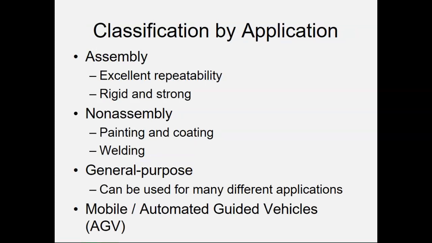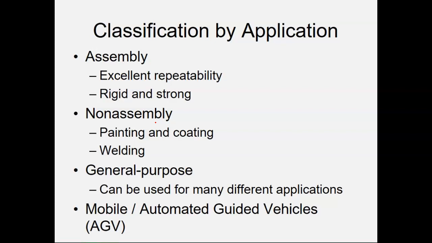So assembly, you have exact repeatability, rigid and strong, non-assembly, or general purpose. Non-assembly, of course, is things like painting or welding. General purpose, I've seen robots that have like a whole tool belt right in front of them so that they can do assembly. Or it could just be general purpose, depending on what you've got.